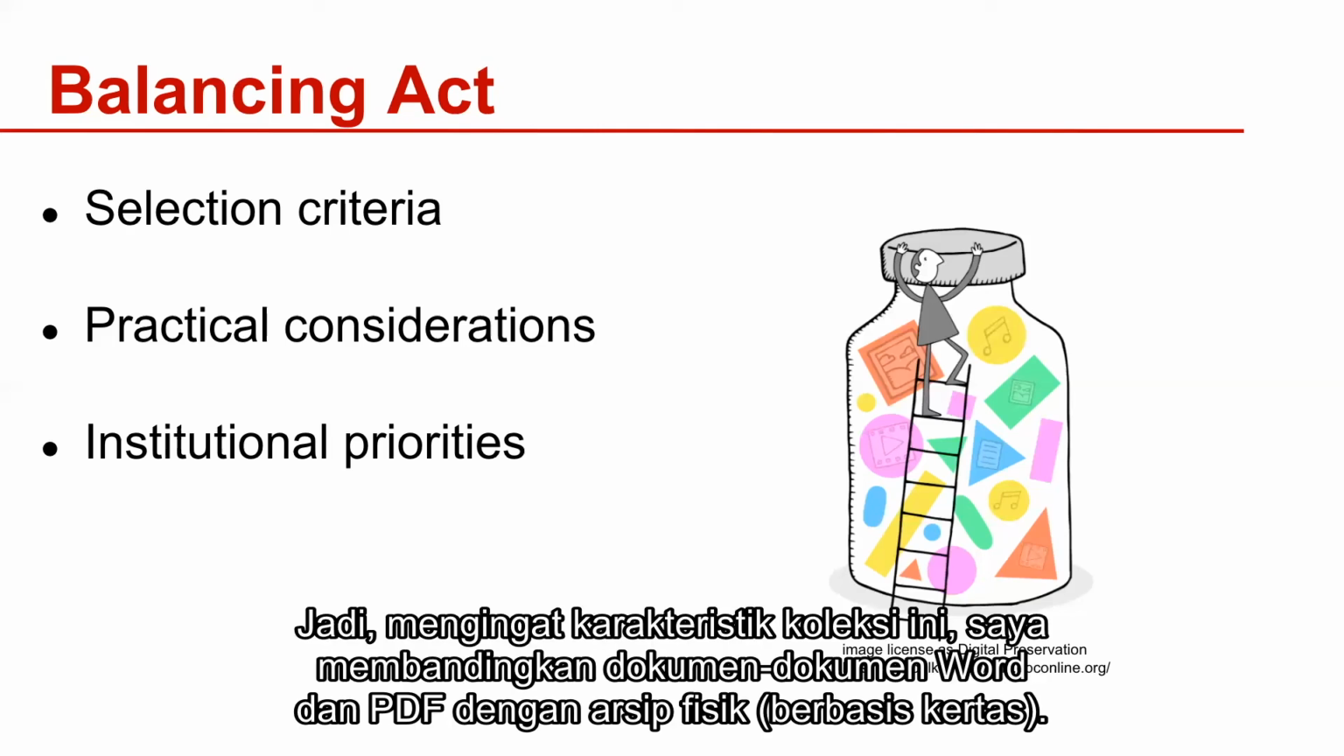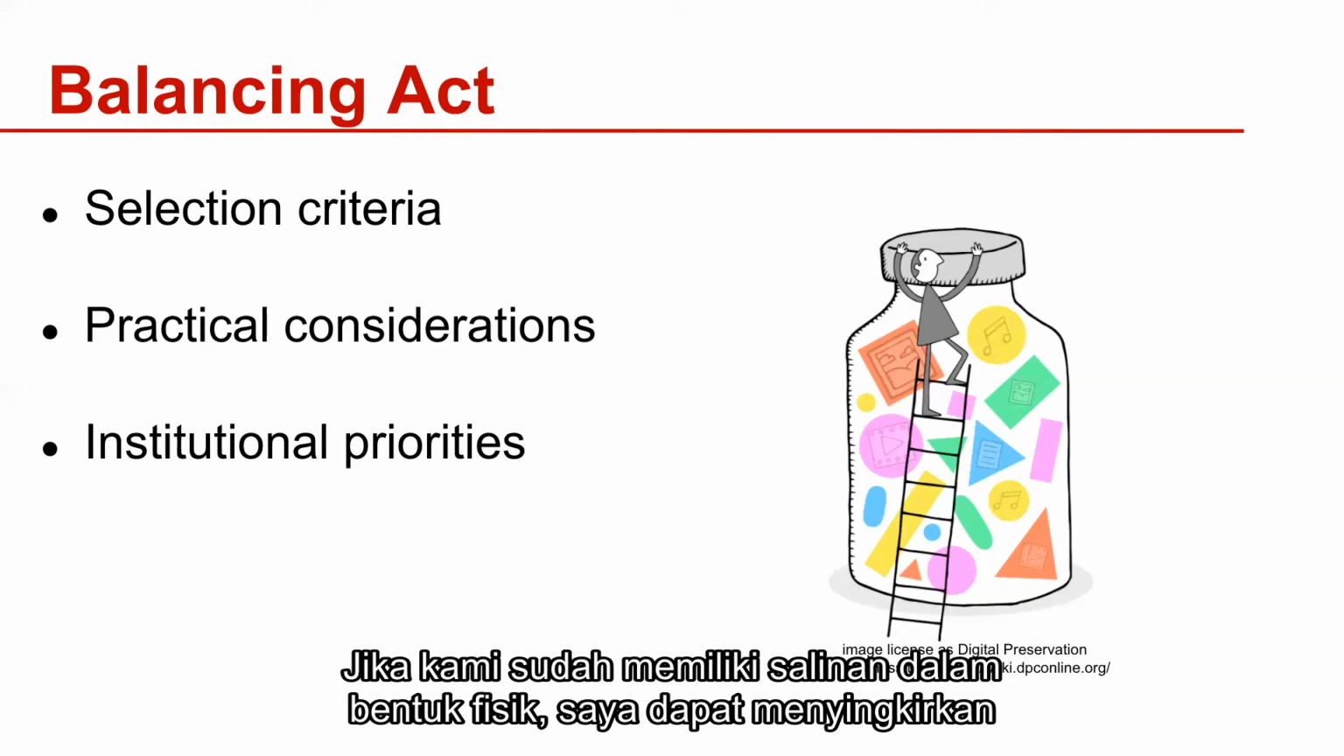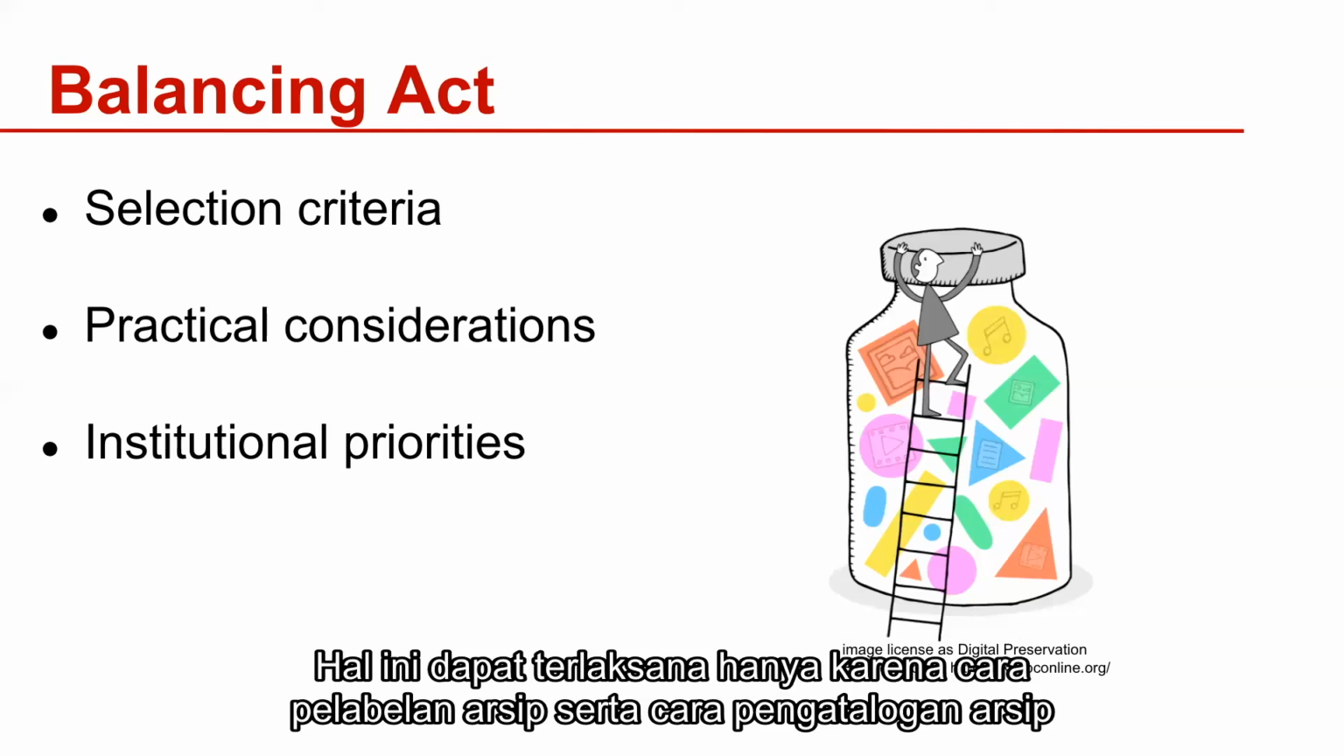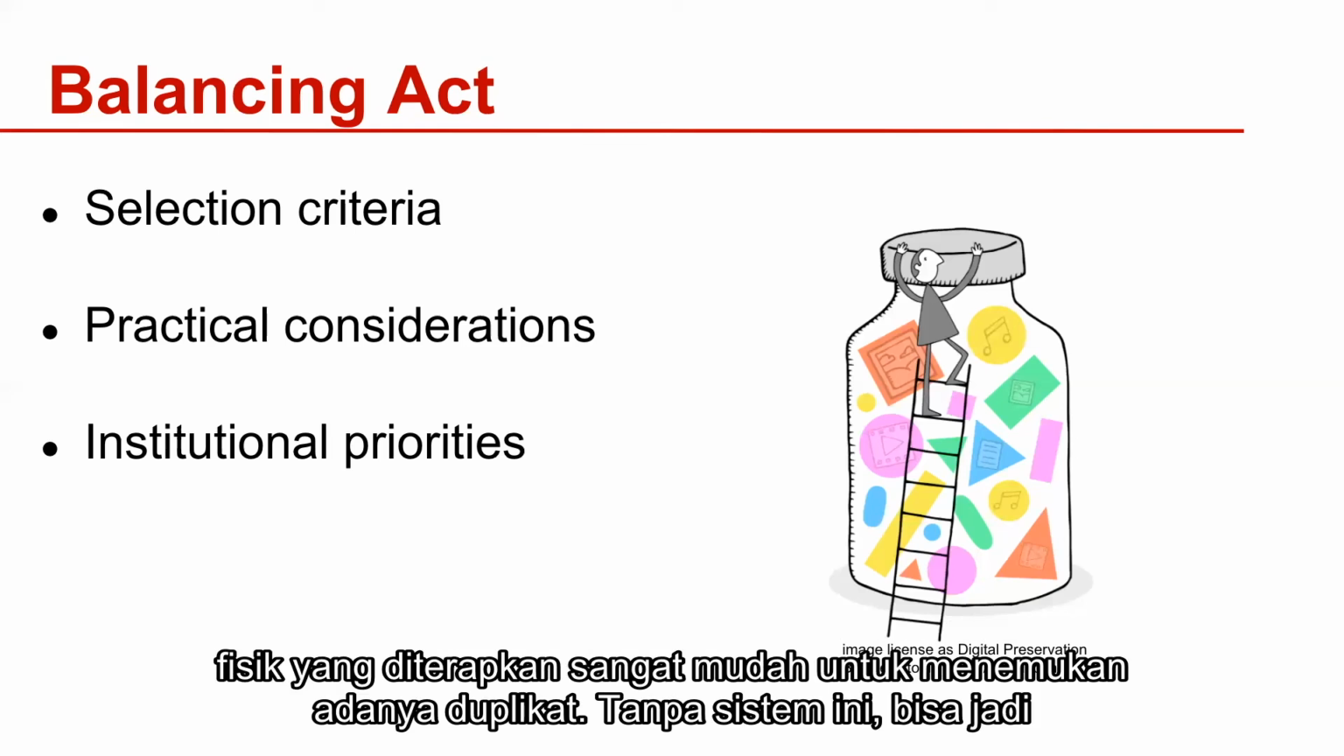Due to the nature of this collection, I compared the Word documents and PDFs to our paper records. If we already had them in paper form, I could discard the digital copy. If not, I printed the digital file and added it to the paper collection. This was only feasible because of how the records were labeled and how the paper records were cataloged. It was very easy to find duplicates.